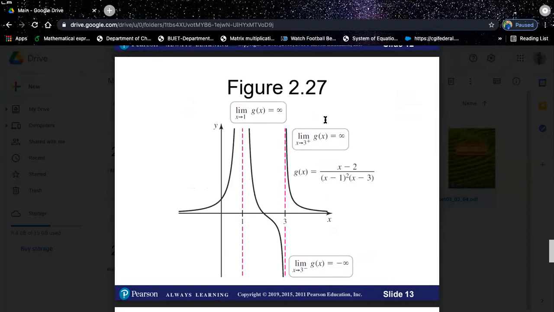Okay, so let's see. Oh, yeah, one thing. Are we ever going to run into horizontal asymptotes? Yeah, definitely. Okay.